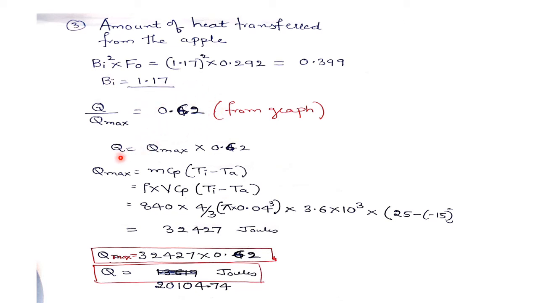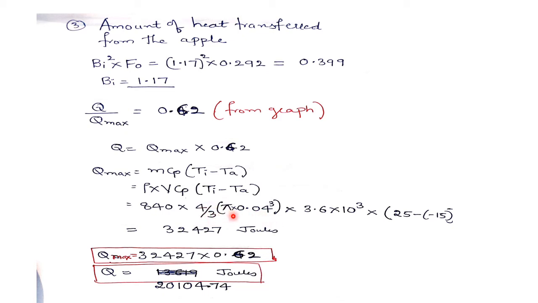So Q is given by Q maximum into 0.62. Now Q maximum is given by the formula m into Cp into delta T, where delta T is Ti minus Ta; that is the maximum possible heat transfer. So m is replaced by density into volume, Cp as it is, and Ti minus Ta. Here rho is 8840, already given in the problem, whereas the volume of the sphere is calculated by the formula 4 upon 3 pi r cube.